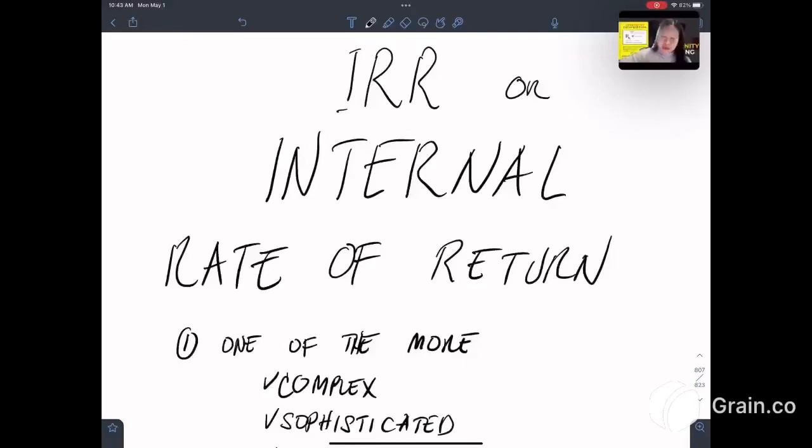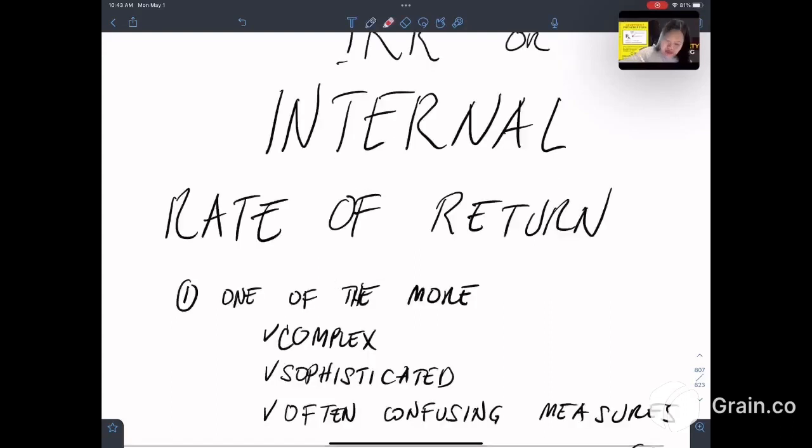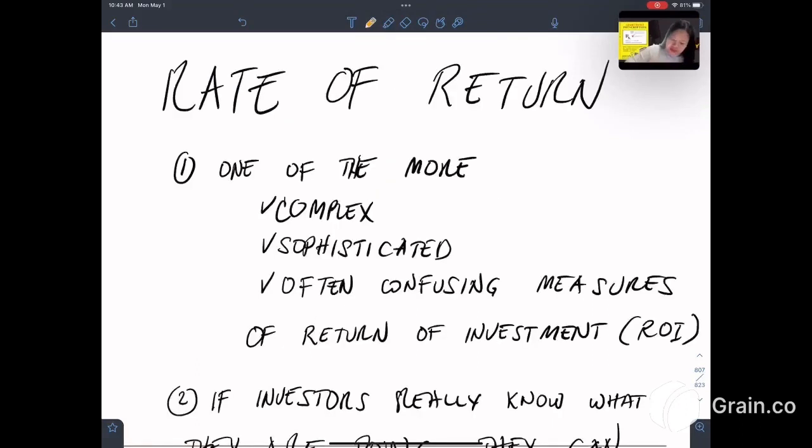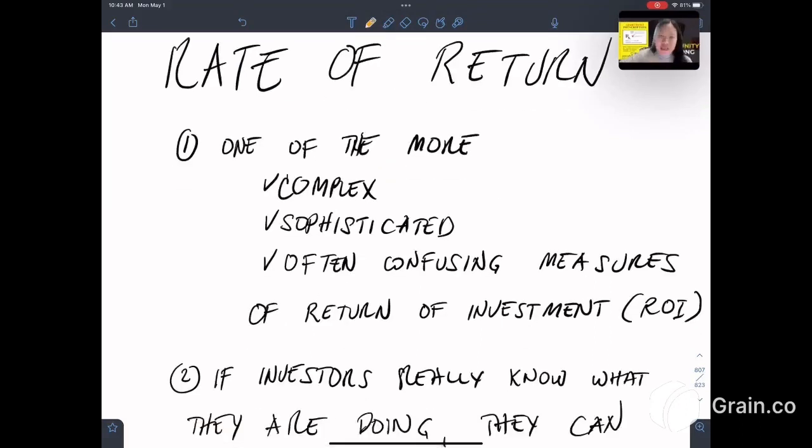This is from the book of Robert Kiyosaki, Increase Your Financial IQ. And today's topic is internal rate of return, or IRR. I'm going to be sharing 7 lessons learned from this topic.